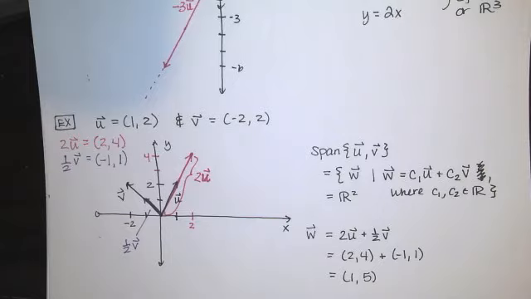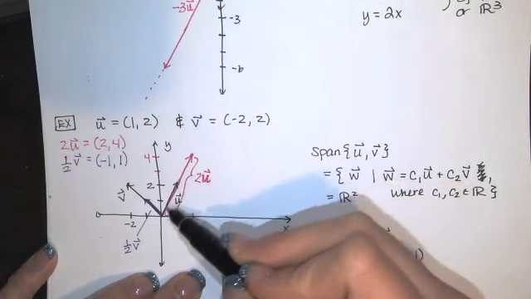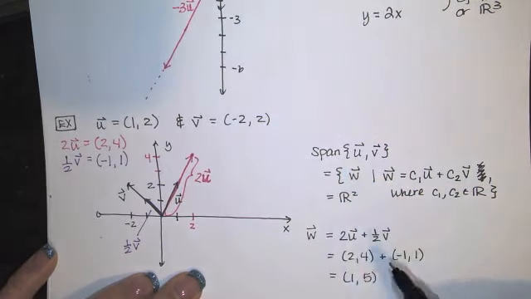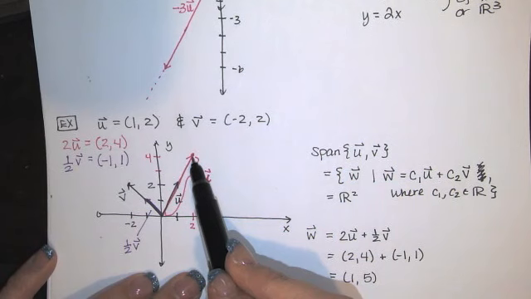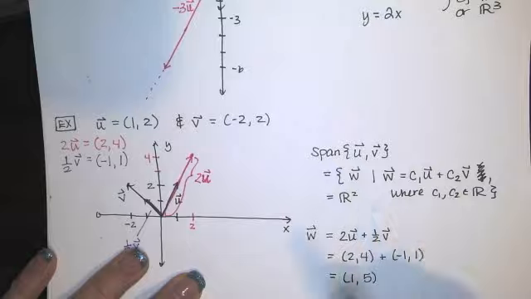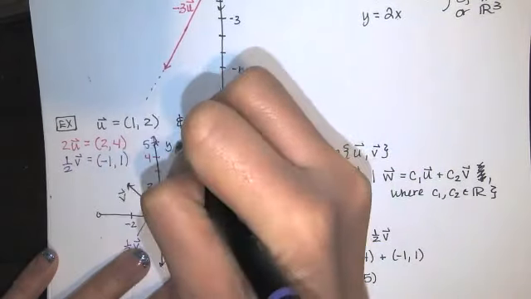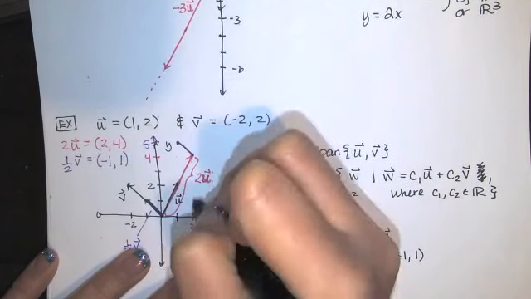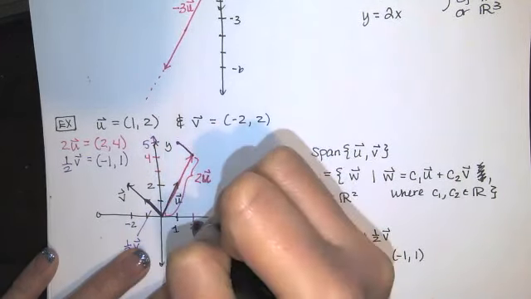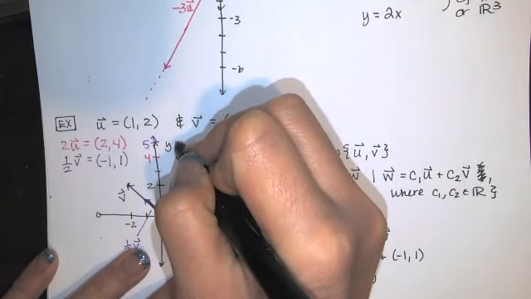Remember how that works. If I want to add 2u to 1/2 v, the first thing that I do is I draw 2u starting at the origin. And then I pick up where I left off. So I'm still here. And then I add 1/2 v. So 1/2 v is a vector with components -1 and 1. So this says wherever you are, go -1 units in the x direction and 1 unit in the y direction. So we're going to go back 1 and up 1 to 5. Okay. So I'm going back 1 from x equals 2 to x equals 1. Then I'm going to go up 1 to 5.